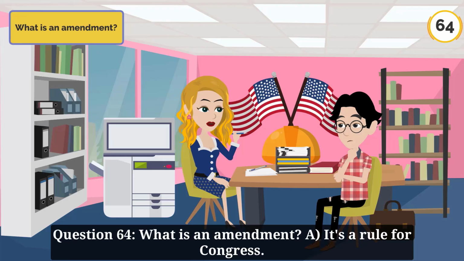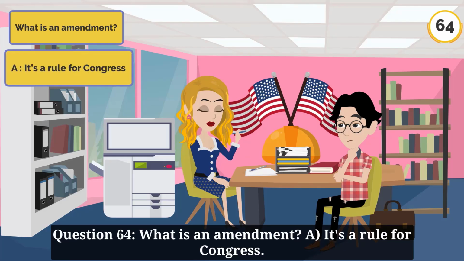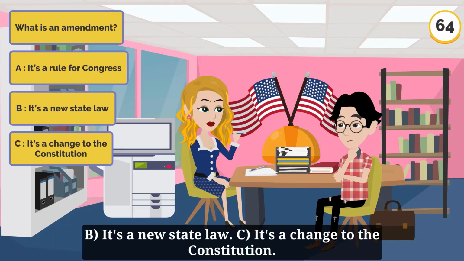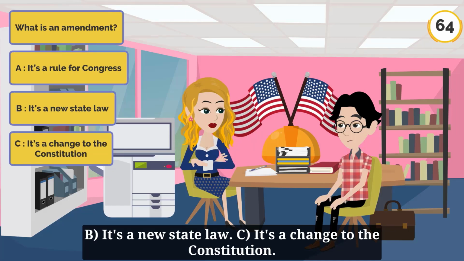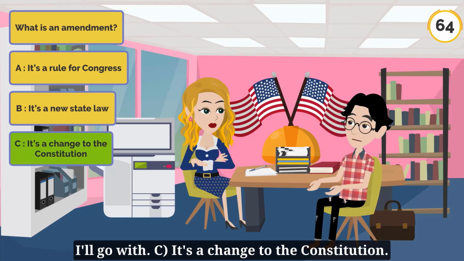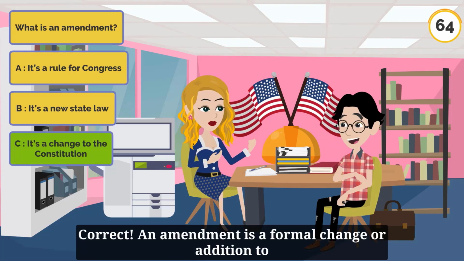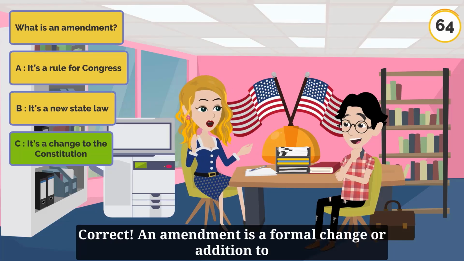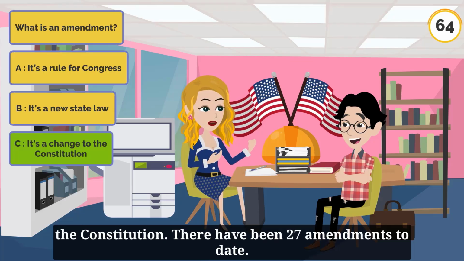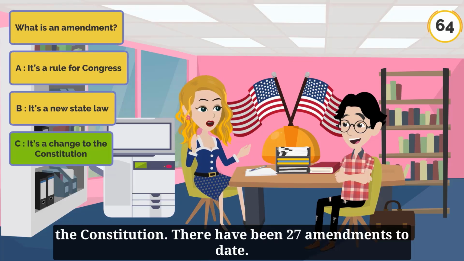Question 64. What is an amendment? A. It's a rule for Congress. B. It's a new state law. C. It's a change to the Constitution. I'll go with C. It's a change to the Constitution. Correct. An amendment is a formal change or addition to the Constitution. There have been 27 amendments to date.